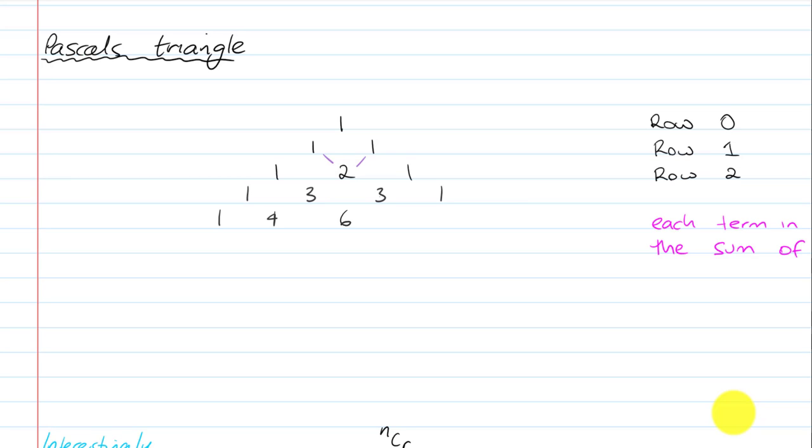3 plus 3 is 6. 3 plus 1 is 4. And 1. 1. 1 plus 4 is 5. 4 plus 6 is 10. 6 plus 4 is 10. 4 plus 1 is 5. So on and so forth. And that's down to row 5.